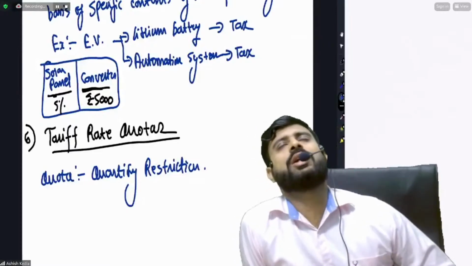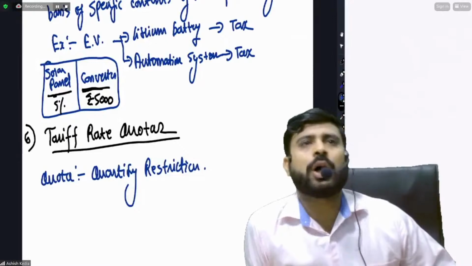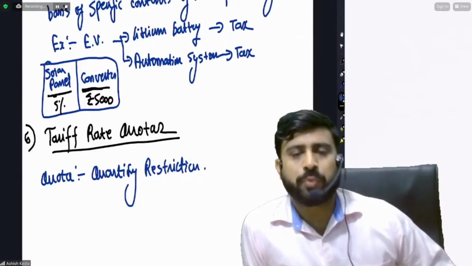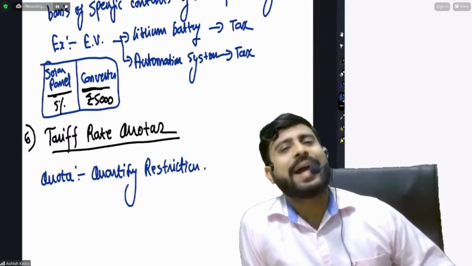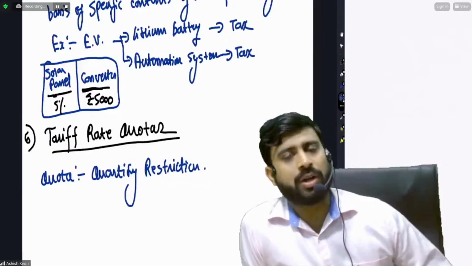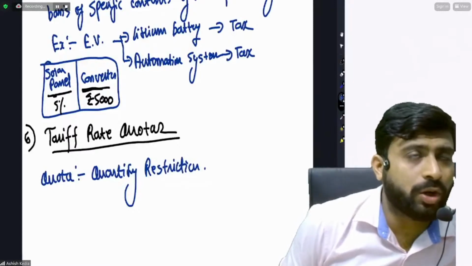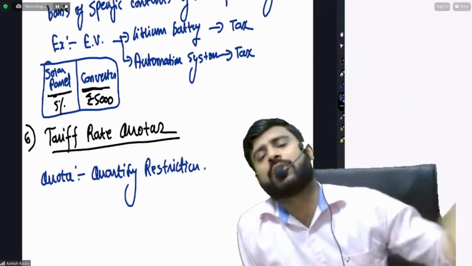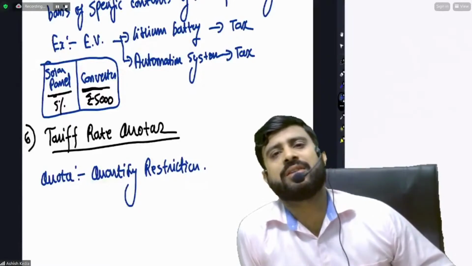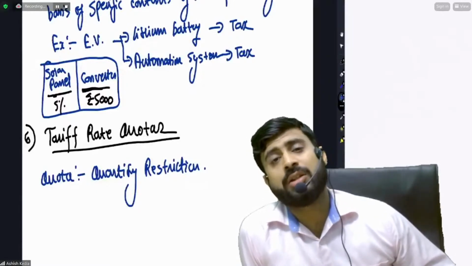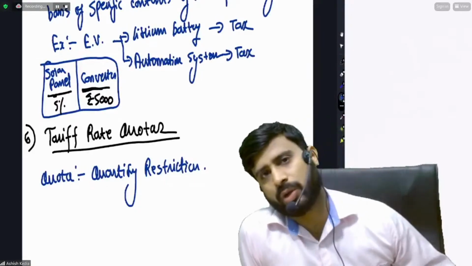Suppose your country government tells you that from now on, the tax will not be imposed, but the quantity allowed to be imported is a maximum of 10 units. So you can purchase 10 units of refrigerator from, let's say, America each year. That is a quantity restriction. That is a quota.